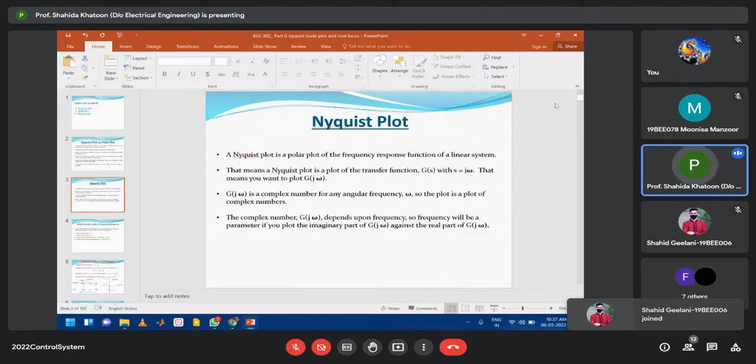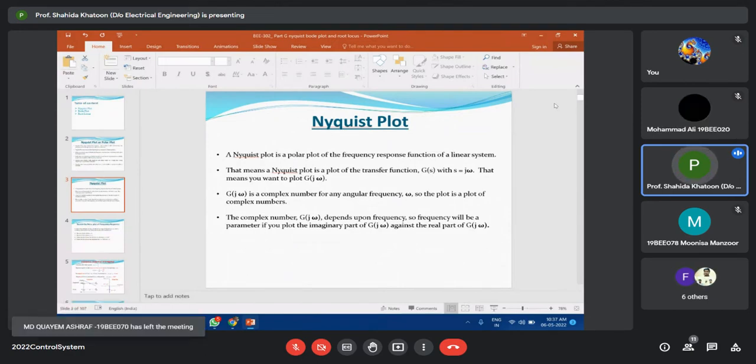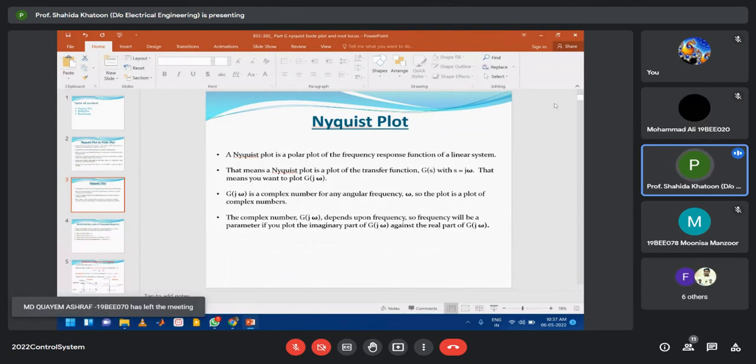A Nyquist plot is a polar plot of the frequency response of a function of a linear system. That means Nyquist plot is a plot of transfer function G(s) with s equal to j omega. That means you want to plot G(j omega). G(j omega) is a complex number for any angular frequency omega. So the plot is a plot of complex numbers. The complex number G(j omega) depends upon frequency.